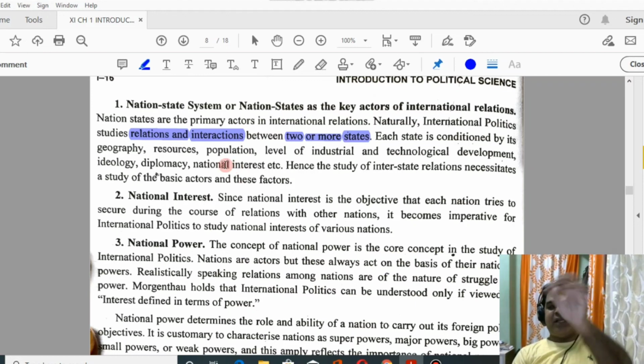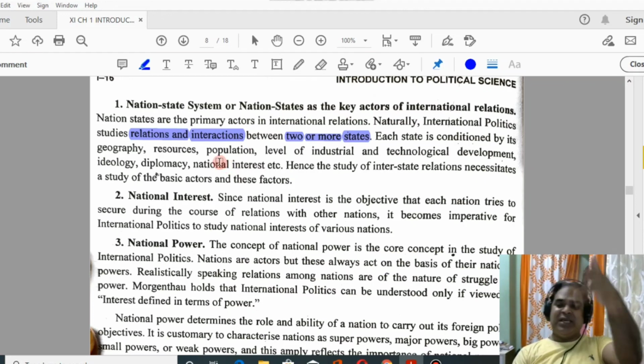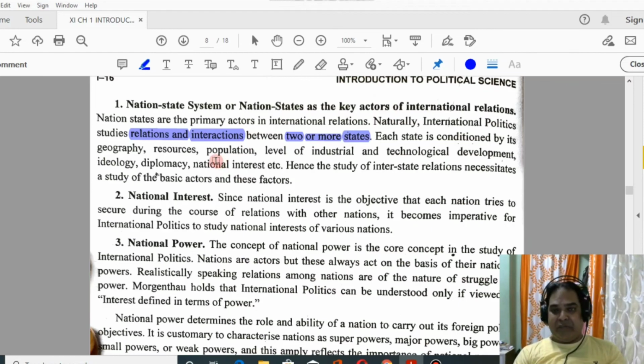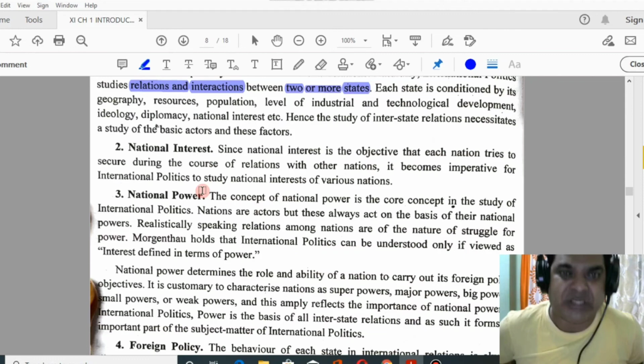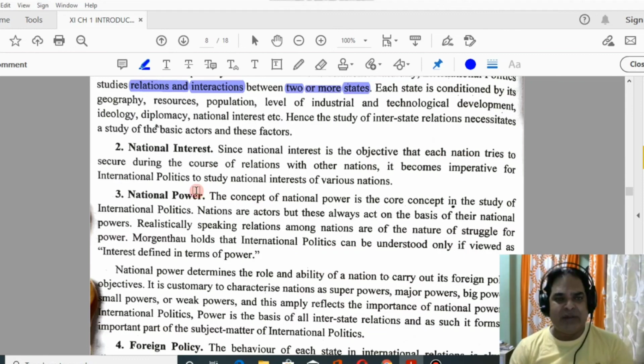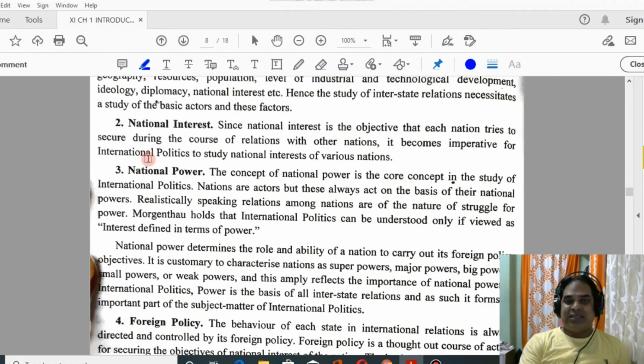If you talk about China, the national interest does not match with India's national interest. If you compare America's national interest, their interest and our interest is completely different. So all this comes under the study of political science. Okay, now next one we have is national interest.